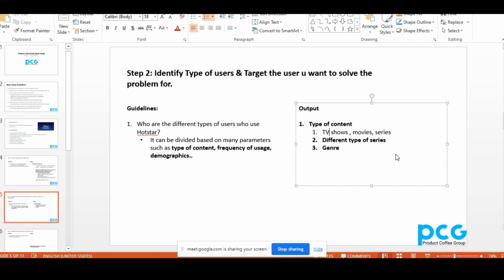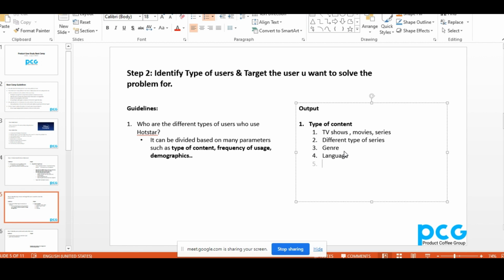Like sports can be divided into cricket and other sports. I think we'll leave it at genre, right? Type of content: comedy, sports, historical, biography. We'll just leave it at that. Any other points? Maybe also by language. Great.